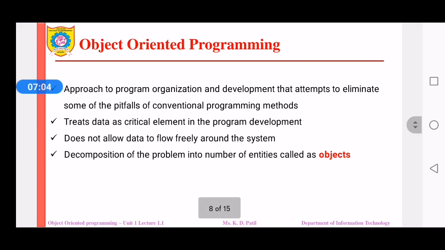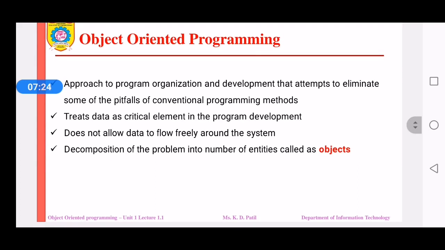Then, because of these disadvantages, a new programming language came into the picture, that is object-oriented programming language. It is an approach to program organization and development that attempts to eliminate some of the pitfalls of conventional programming languages, which we have already seen in assembly language programming, machine language programming, and procedure-oriented programming. In object-oriented programming, the data is treated as a critical element in the program development. It does not allow data to flow freely around the system.